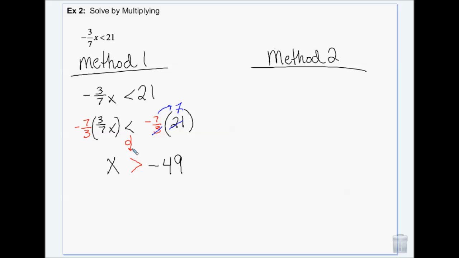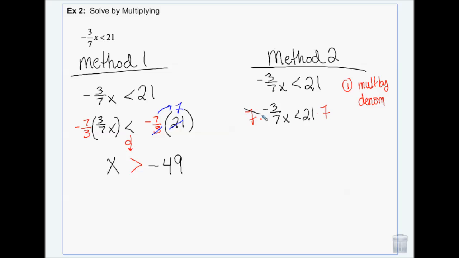Now, if you don't like dealing with reciprocals of fractions, there's another way. We're going to use that same multiplied by the denominator. So I'm going to take that -3/7 and I'm going to multiply both sides by 7. And the reason I'm going to do that is because these two 7s are going to cancel out and I'm going to be left with -3x is less than 147.